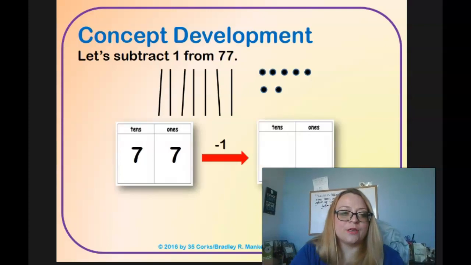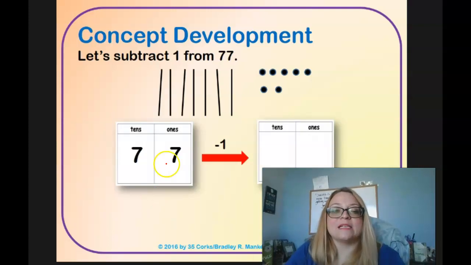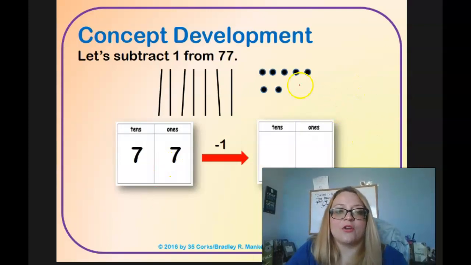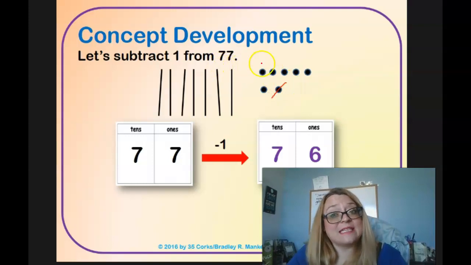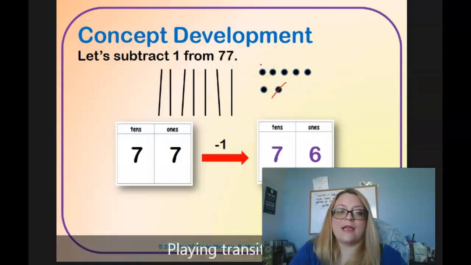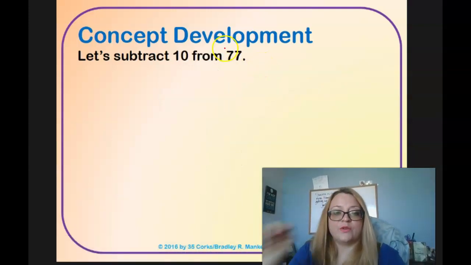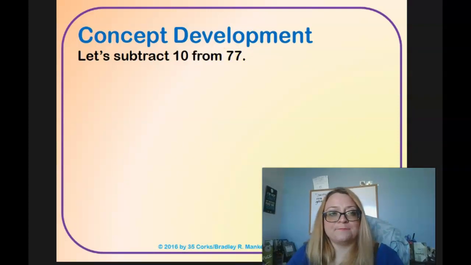Okay, let's check your work. 1 less than 77. Are you crossing off a line or a dot? A dot. You should have 76. All right, let's do this one. Come back and check your work.